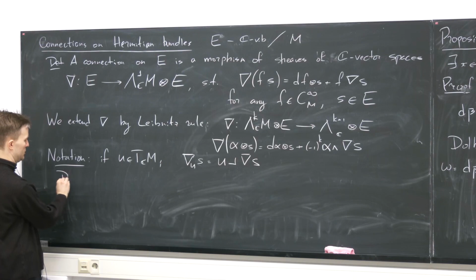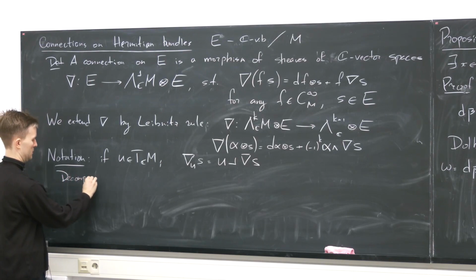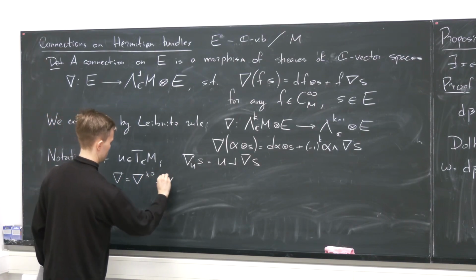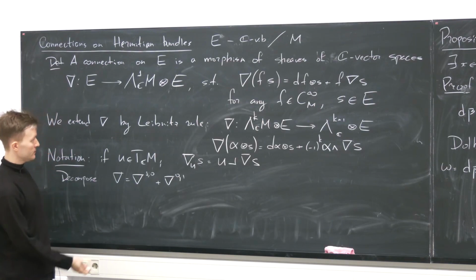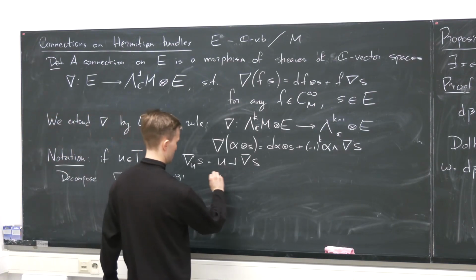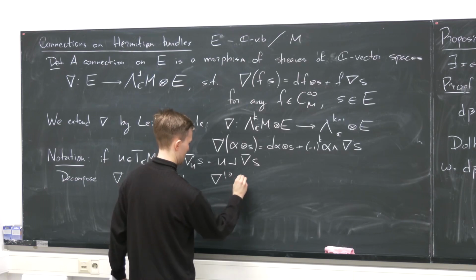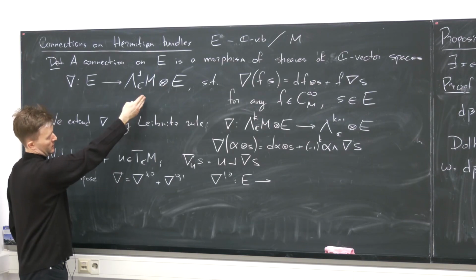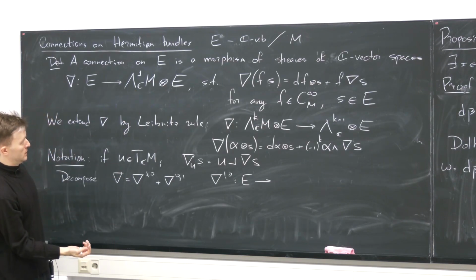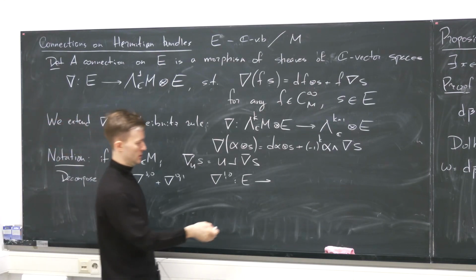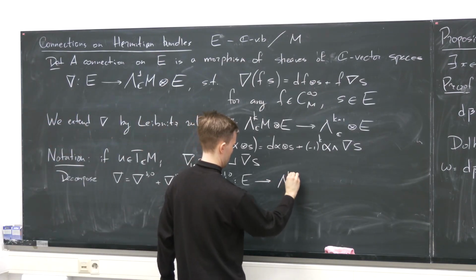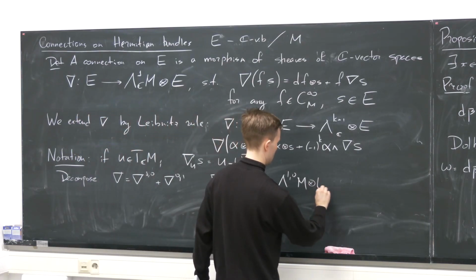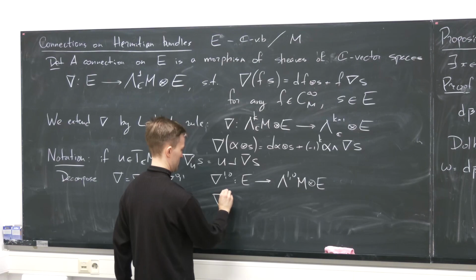And now we also have the decomposition of Lambda^1 M into two types. So we decompose nabla into nabla^{1,0} and nabla^{0,1}. That's just the composition of nabla and the projection to the corresponding (1,0) or (0,1) component. So here I have E maps to Lambda^{1,0} M tensor E, and the other is similar.